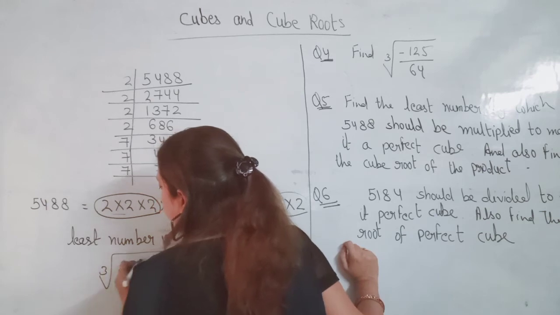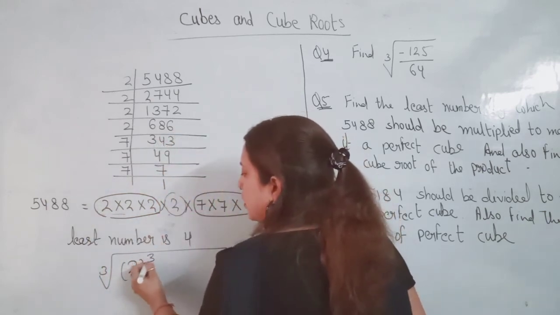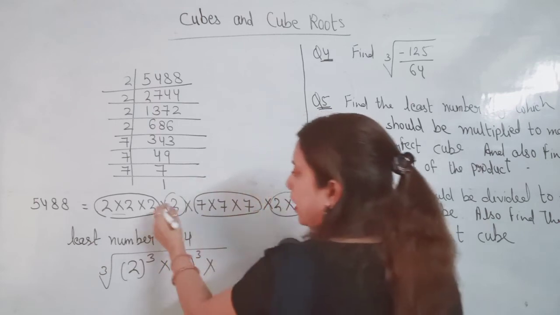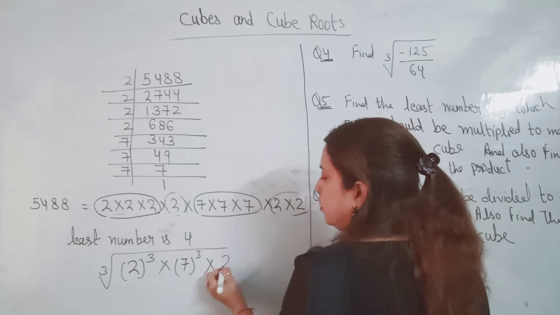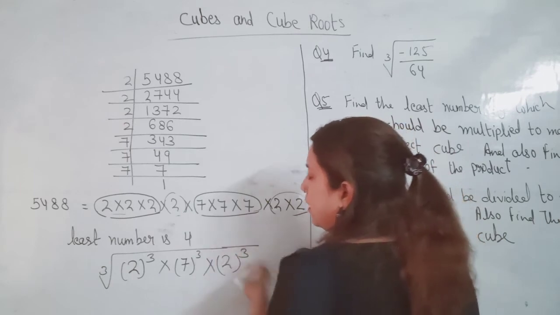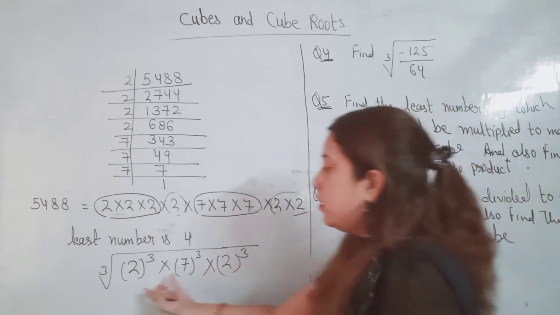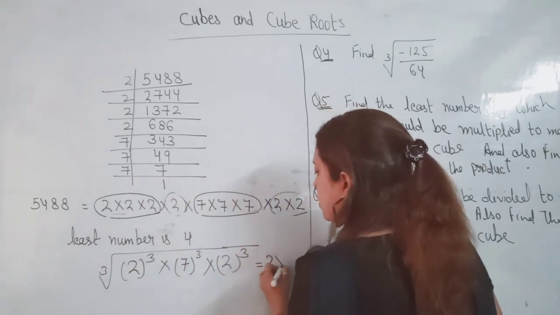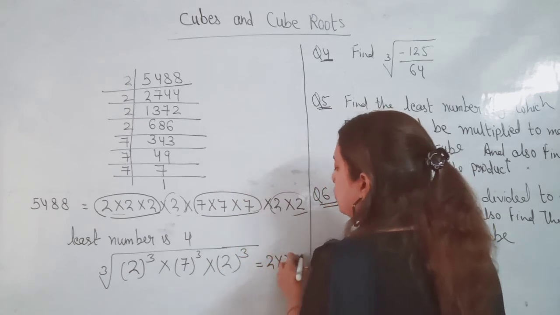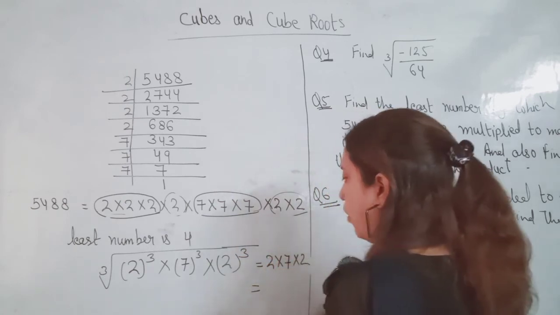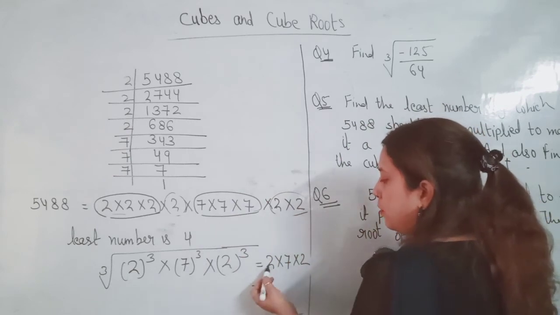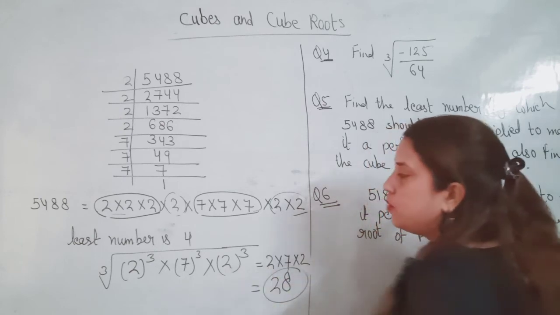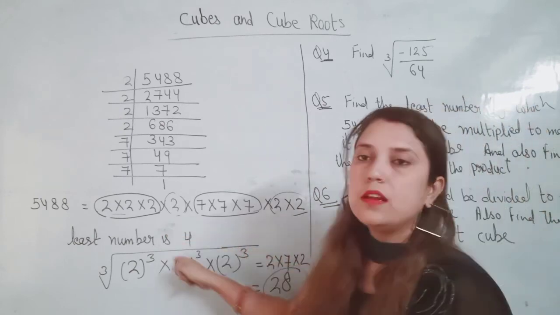So for the cube root, 2 comes 3 times, 7 comes 3 times, 7 cube, and 2 comes 3 times. When it goes outside from the cube sign, we will write 2 one time, 7 one time and 2 one time. So the cube root of the perfect cube number will be 2 into 7, 14 into 2, 28. So cube root is 28 and the least number is 4.